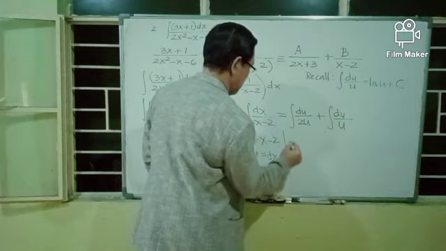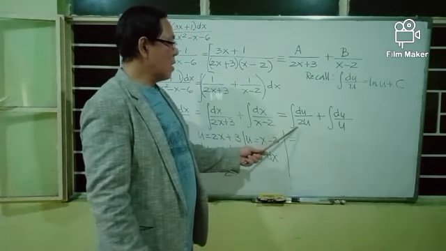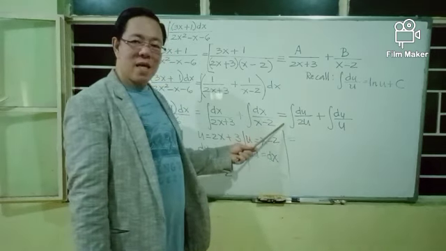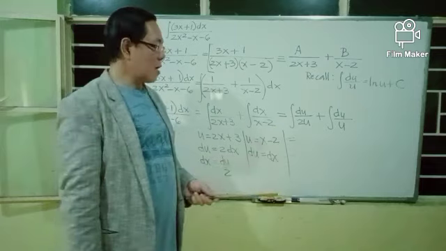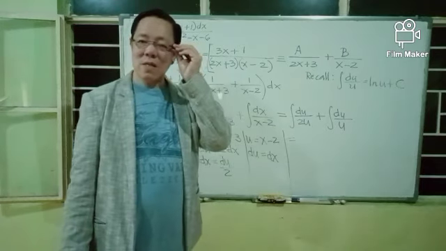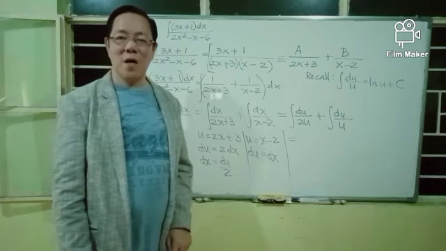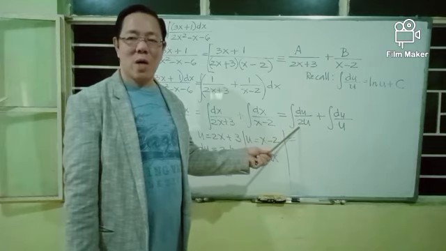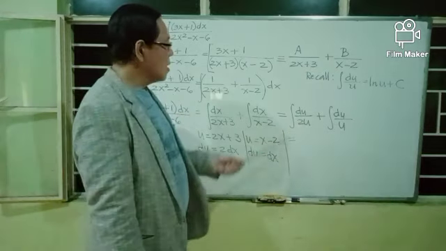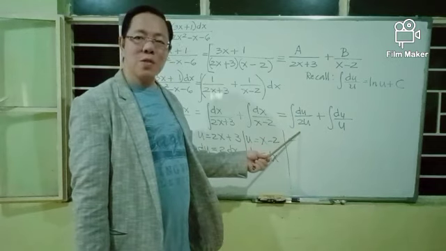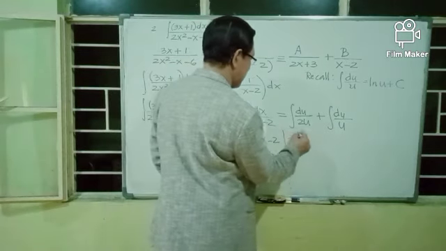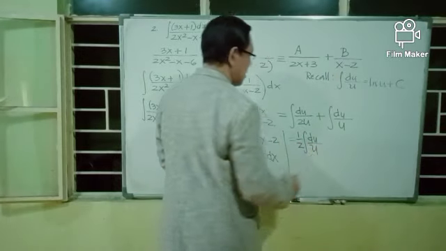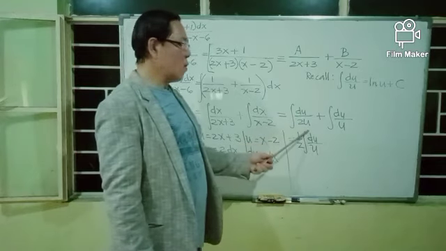Now, 1/2 is a constant term. So we can take that out of the integral sign by applying the integration rule: the integral of a constant times a function is equal to the constant times the integral of the function. In this first term, the constant is 1/2. Hence, the integral of du over 2u is equal to 1/2 times the integral of du over u.